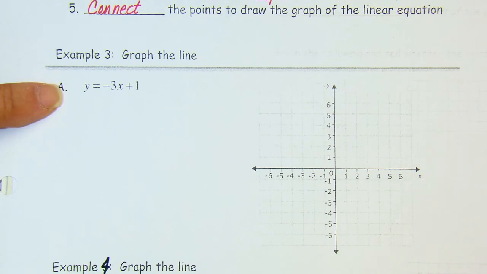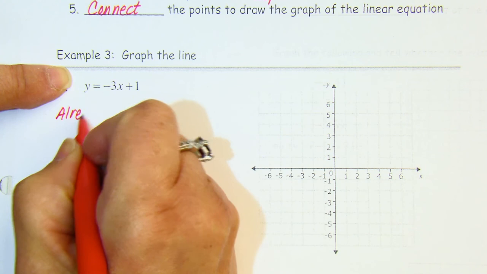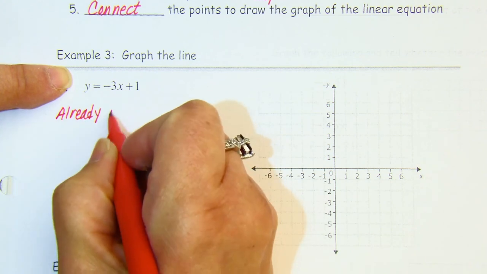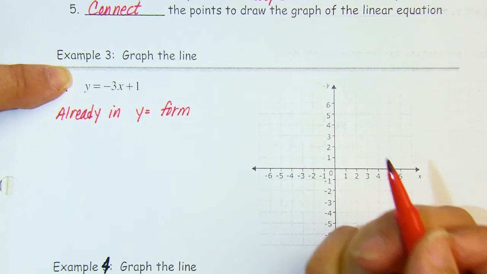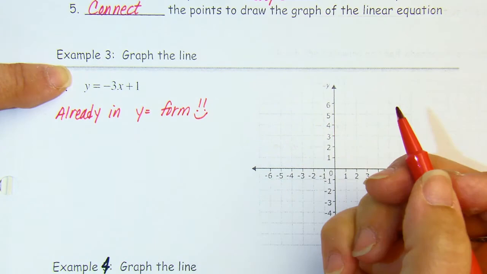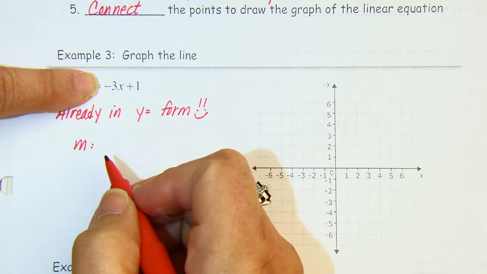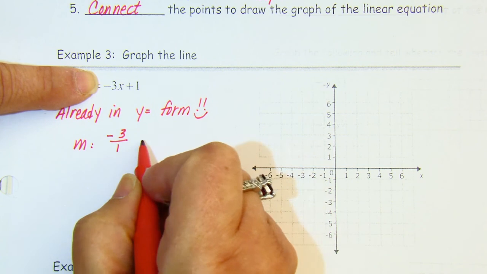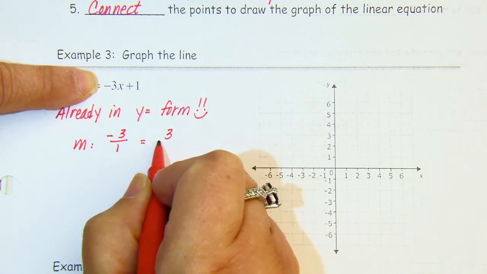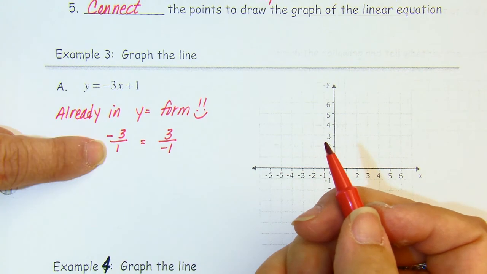So I look at this one, and it says graph the line. I'm already in y equals mx plus b form. So I'm going to say this is already in y equals form. So I'm happy about that. It's less work. So I identify the slope. The slope is -3. So you can interpret that as either -3 over +1, or you could interpret that as +3 over -1. Just remember, there's only one negative there. If you made both of them negative, that would be a positive number, and the slope is negative.